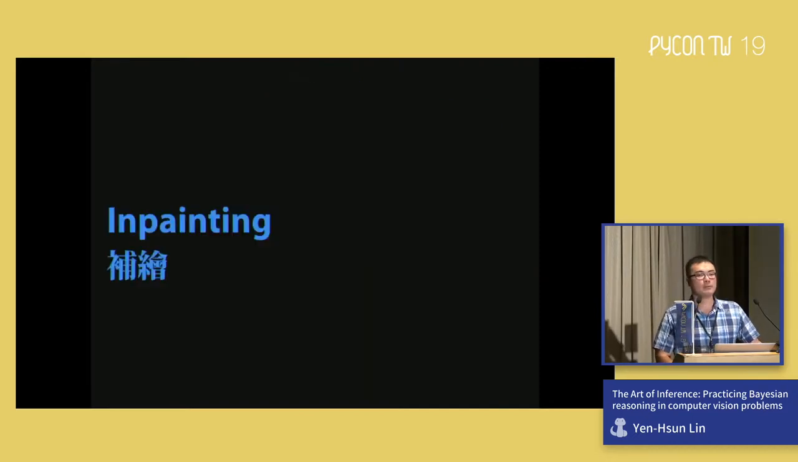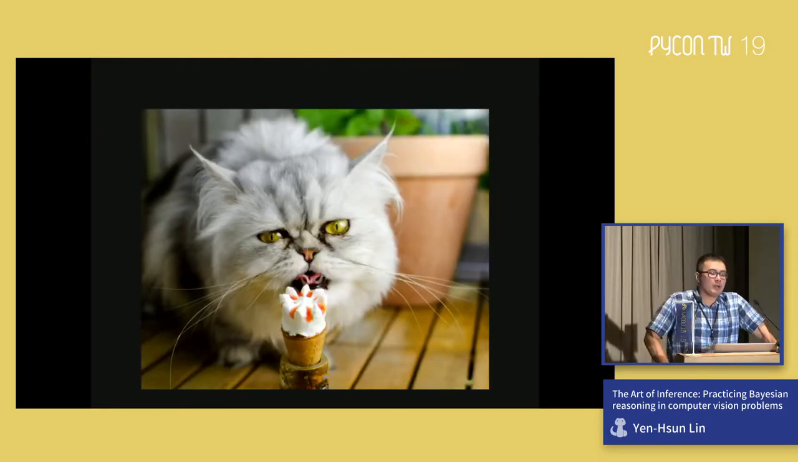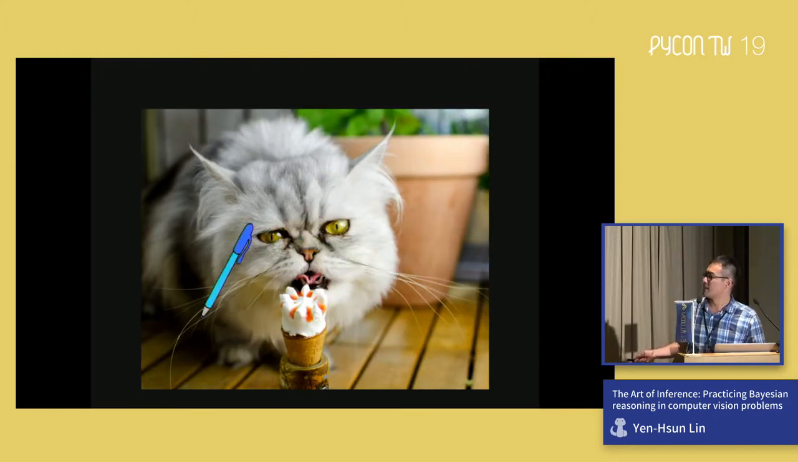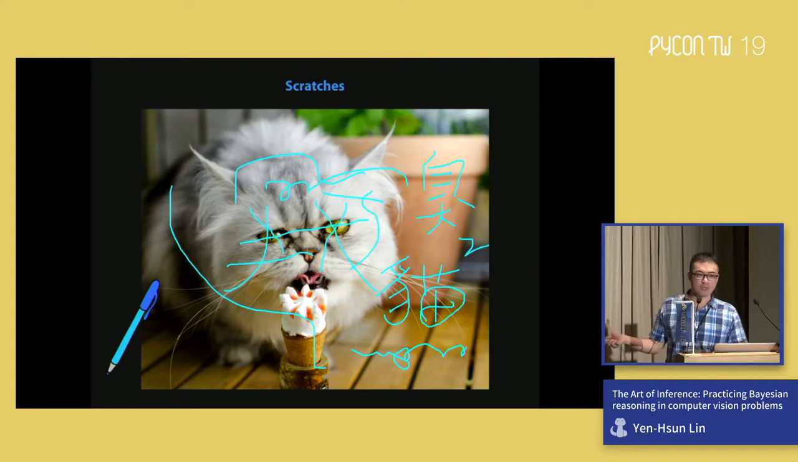Now let me move on to my second example, which I call inpainting. Before I tell you what inpainting really is, let me tell you what a scratch is first. So there's a blue marker pen and a clean picture here. And now let me do this. I just draw some doodles on this color image. This produces this unwanted pattern marked by these light blue markers here. So this is quite annoying.